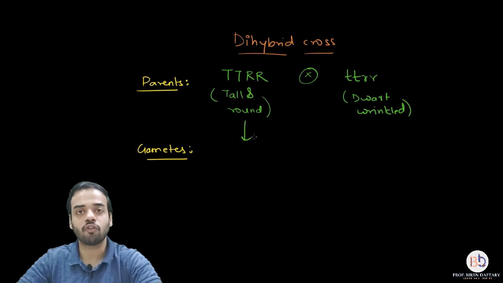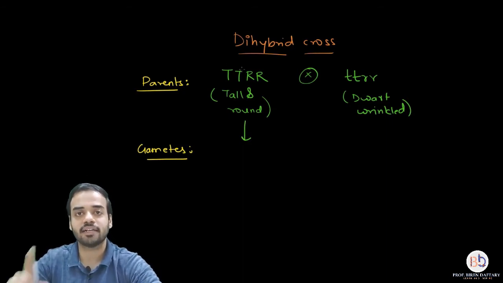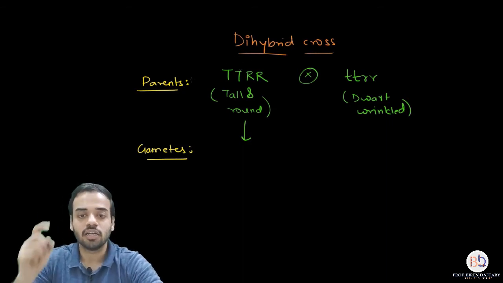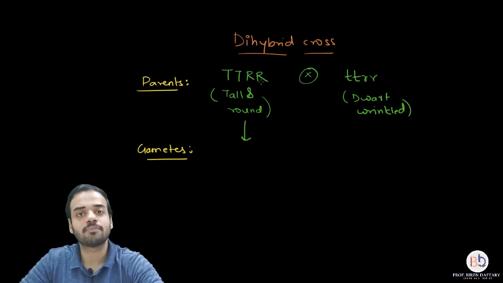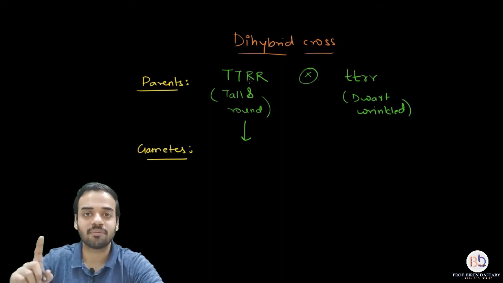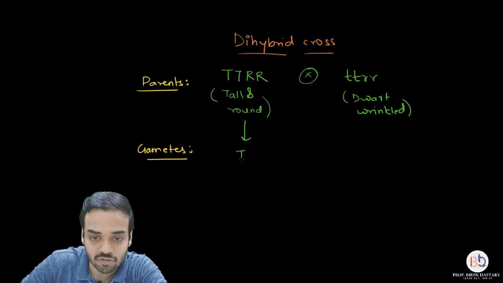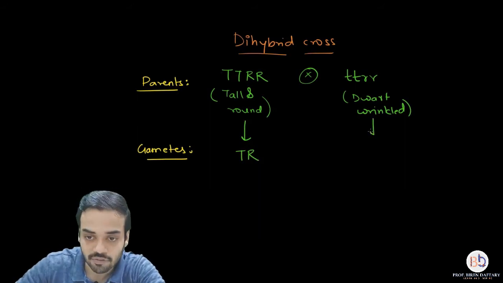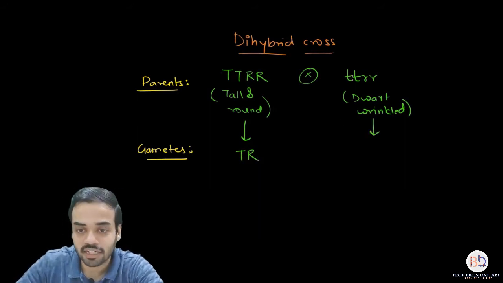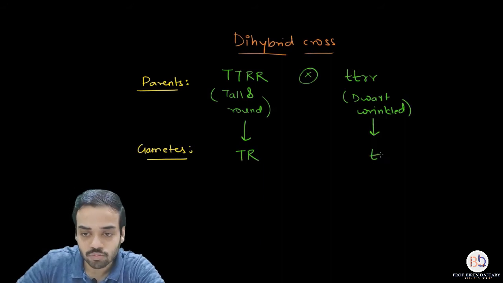So how do we form gametes? Very simple. From every character, take one allele. Over here, both the alleles are the same. Both are capital T. Both are capital R. So obviously the gamete is going to be only of one type. That is going to be capital T and capital R. Similarly over here, if we want to find out the gametes, it will be small t, small r.